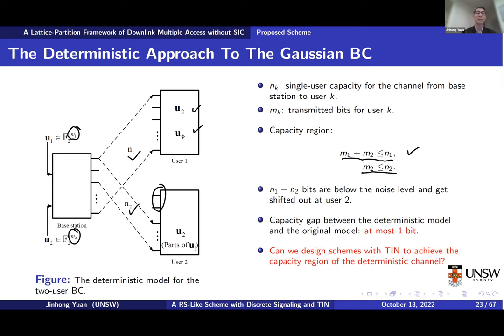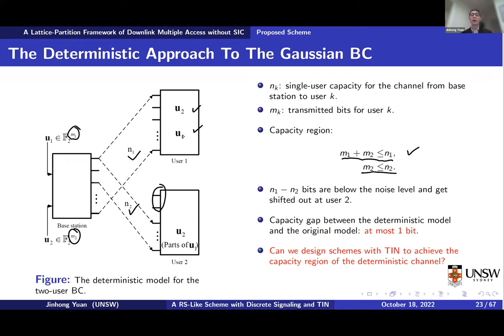So at the receiver side for user two, you only see part of user one's message together with user two's own message. So this is a deterministic approach for the Gaussian broadcast channel. And it has been proved this approach can be at most only one bit away from the capacity of a Gaussian broadcast channel, okay? Let me say this again. This deterministic approach is only one bit away from the Gaussian broadcast channel capacity.